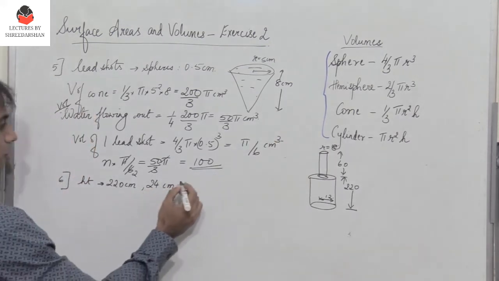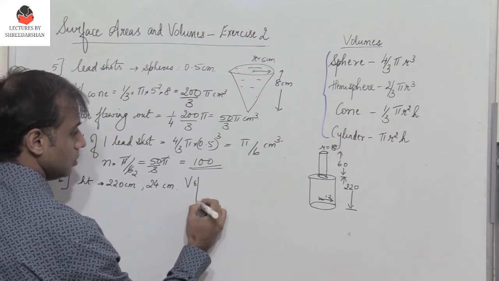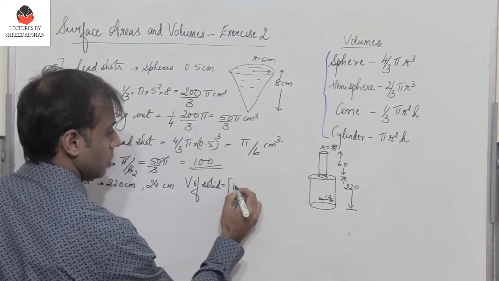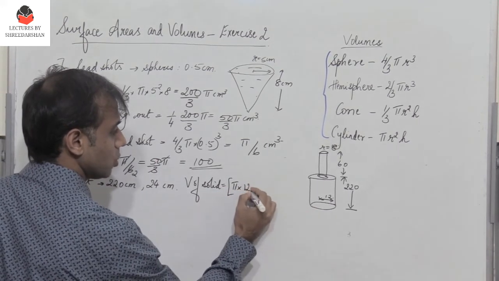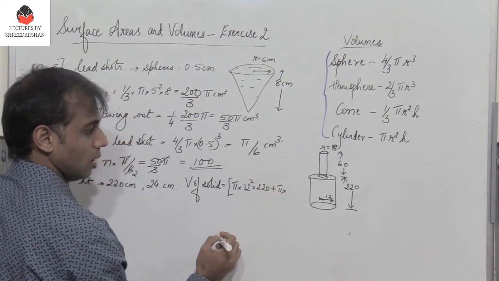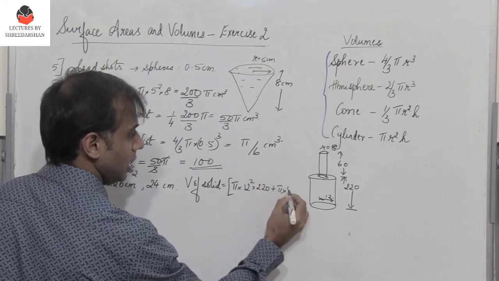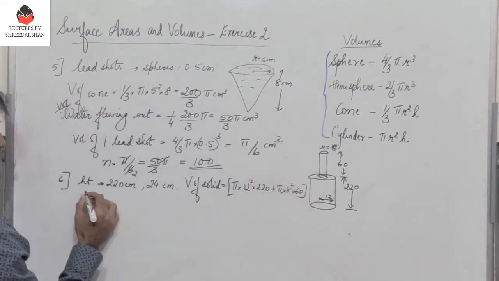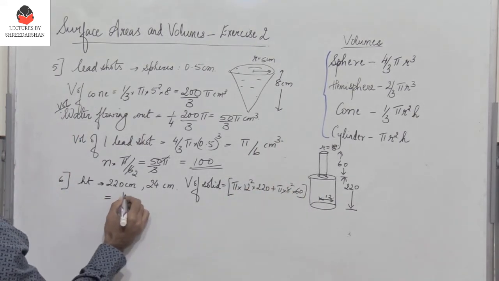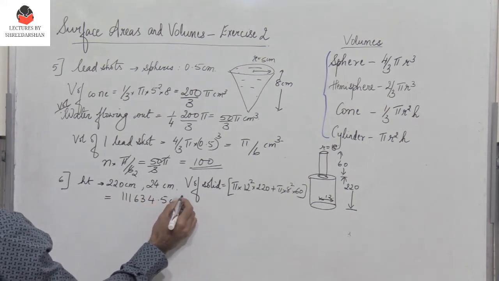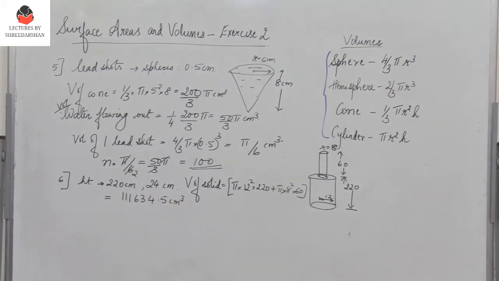So volume of solid is volume of the first cylinder, which is π into r² with r as 12, into H as 220, plus π into r², which is 8², into H as 60. So this is the total volume of this solid. That is equal to 111,634.5 centimeter cube. It's a big number. So this is the volume of the solid.